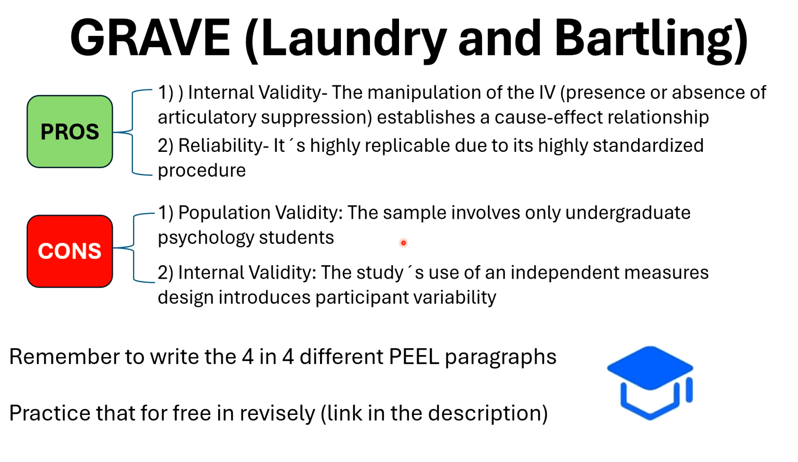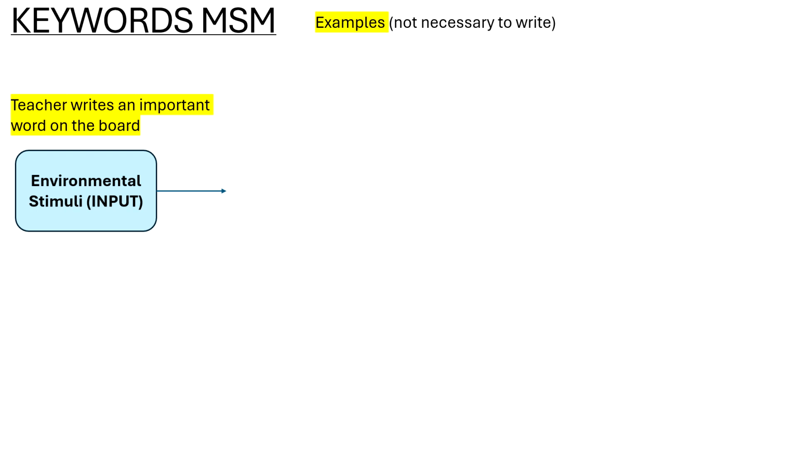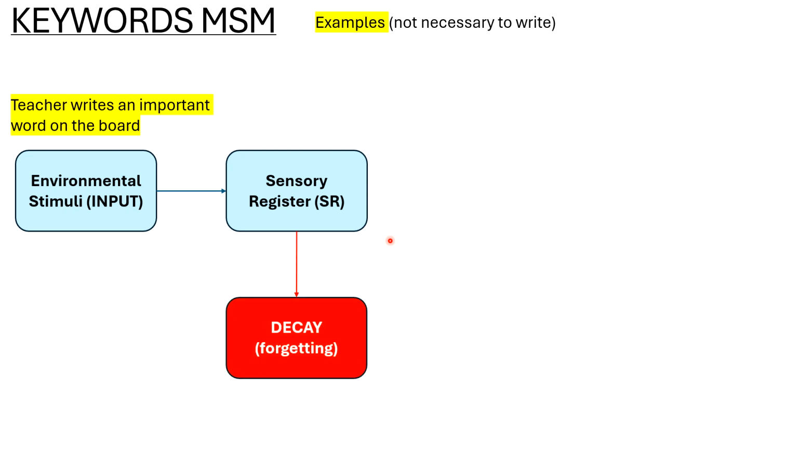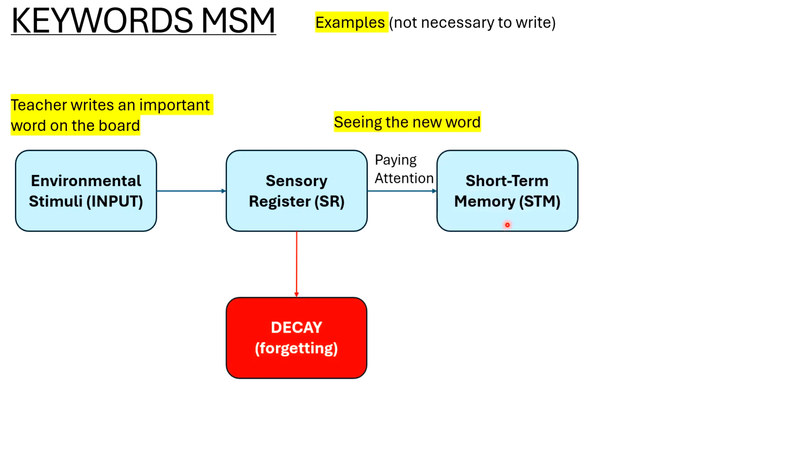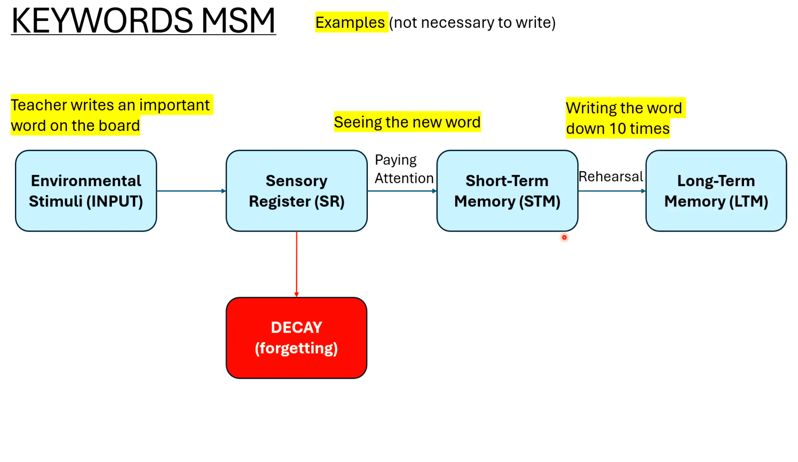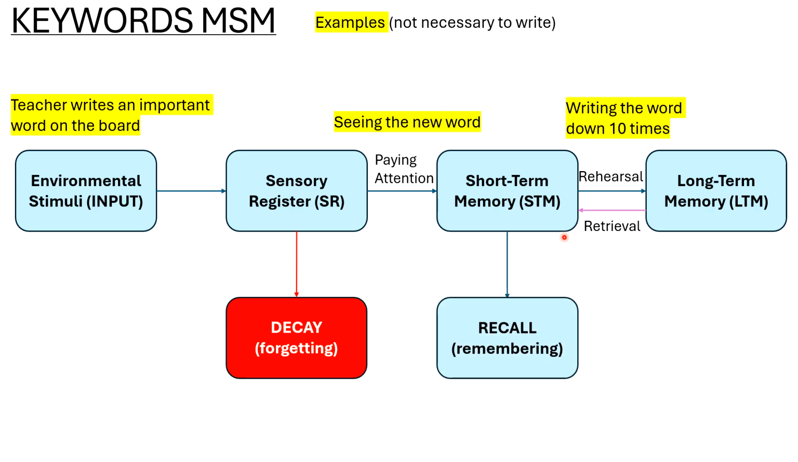The multi-store model states that if there's an environmental stimulus, it will be sensed and registered. However, if you do not pay attention to it, it will be forgotten. If you do pay attention, it will be registered into your short-term memory. And if it is rehearsed, it will enter your long-term memory. Then it can be retrieved and remembered.